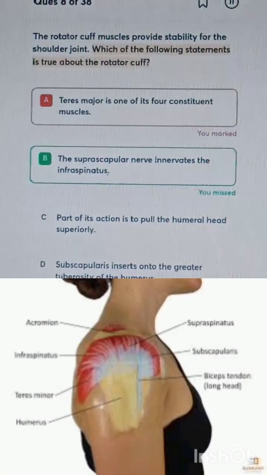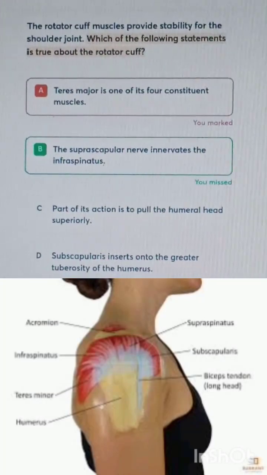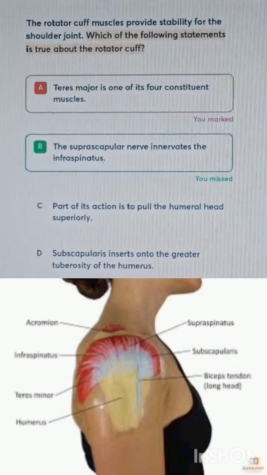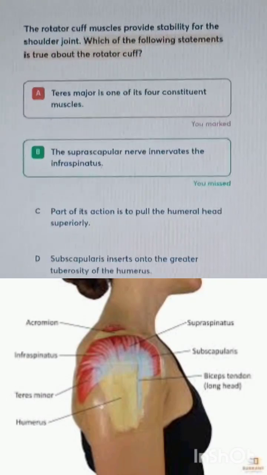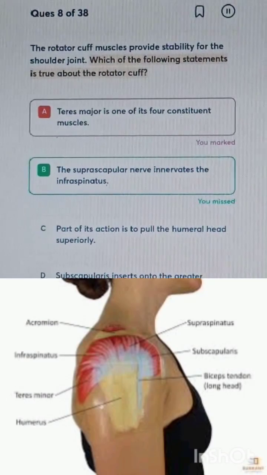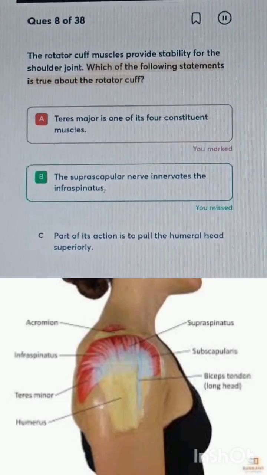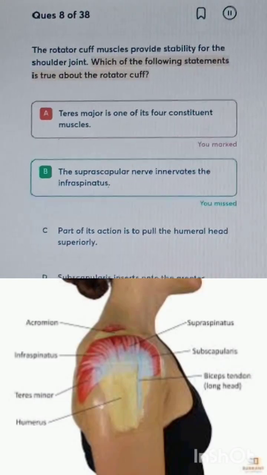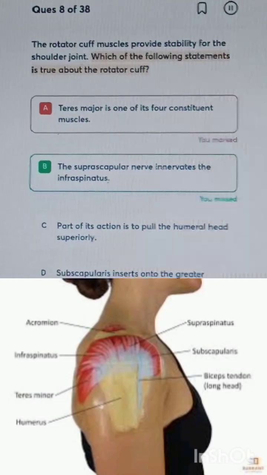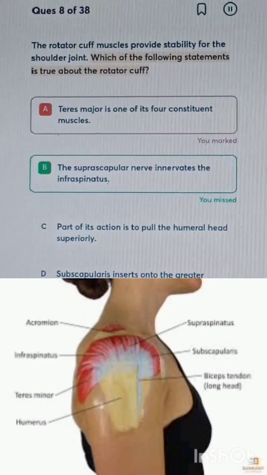The rotator cuff muscles provide stability for the shoulder joint. Which of the following statements is true about the rotator cuff? Teres major is one of its four constituent muscles. Suprascapular nerve innervates the infraspinatus. Part of its action is to pull the humeral head superiorly.